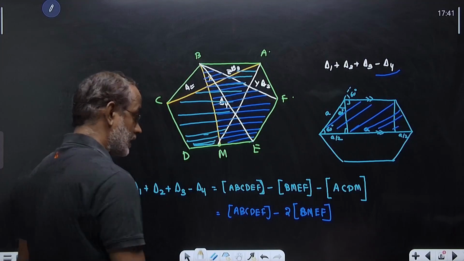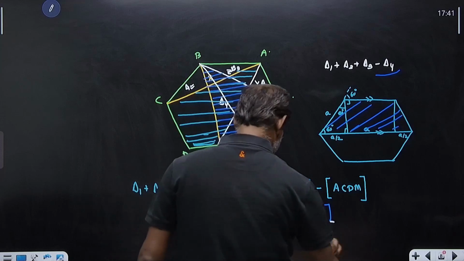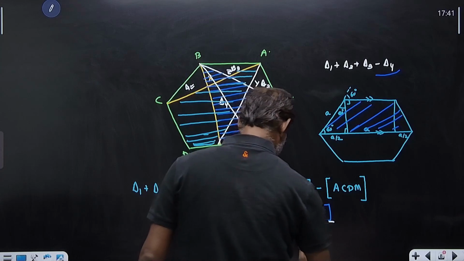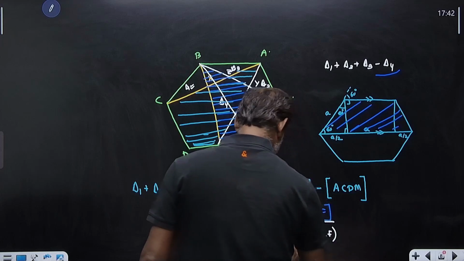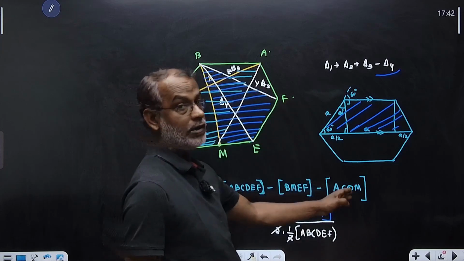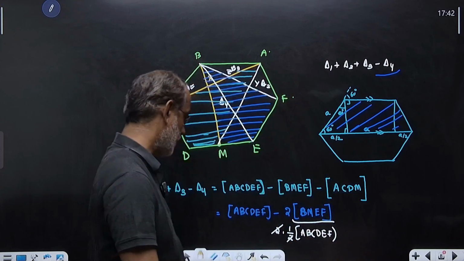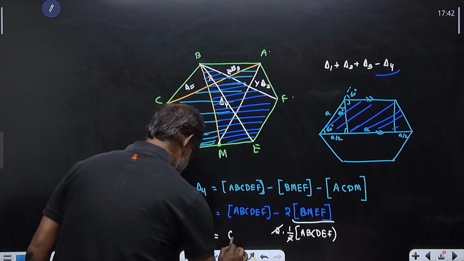So, what do we get? That this is nothing but half of ABCDEF. These two had equal areas already. So, our answer turns out to be big 0.